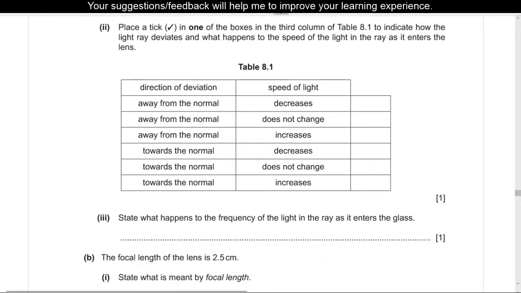Okay, place a tick in one of the boxes in the third column of table 8.1 to indicate how the light ray deviates and what happens to the speed of the light in the ray as it enters the lens. So now I would like you to tell me one of the boxes. A very big mistake students made was that they put a tick in more than one box. So you have to tell me one of the boxes in which we have to put the tick. What happens when the light ray deviates and what happens to the speed of the light as it enters the lens?